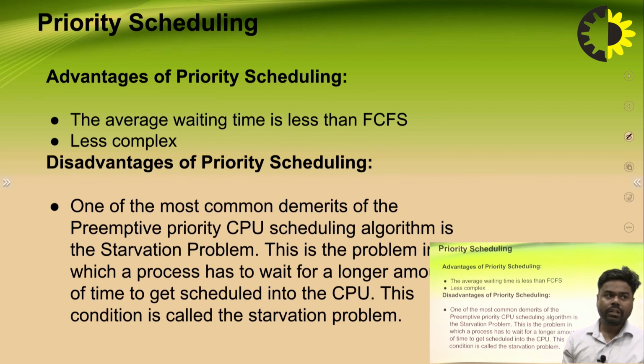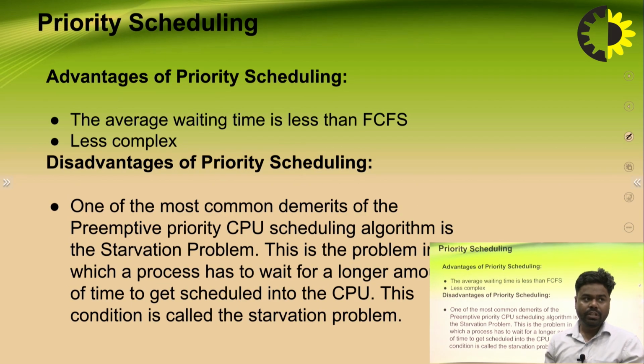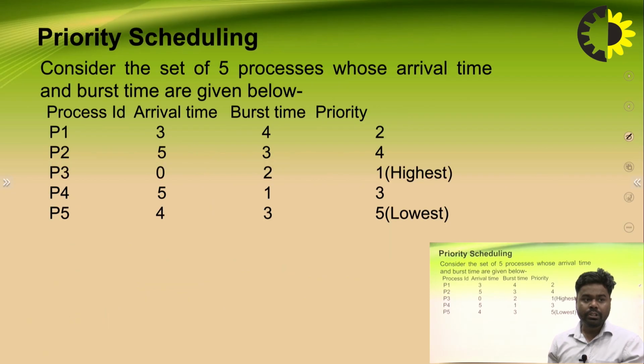The advantage is that average waiting time is less than FCFS and it is less complex. The disadvantage of this one is the starvation problem, in which we have to wait for a longer time to get scheduled on the CPU.